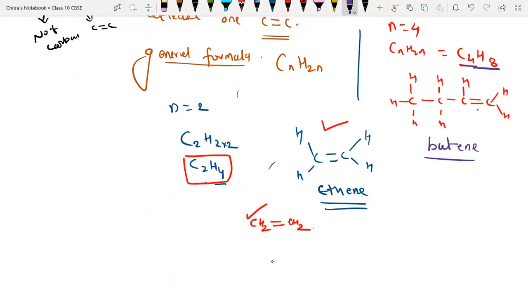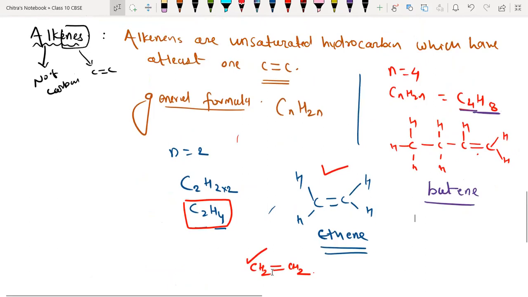This is all. You can have any number like 4, 5, 6, 7, 3, and you can have the alkenes. Just take a screenshot for alkenes now. Any doubt here in alkenes?